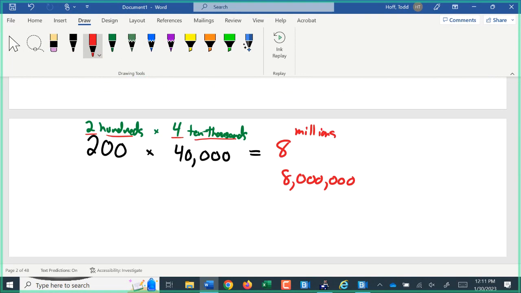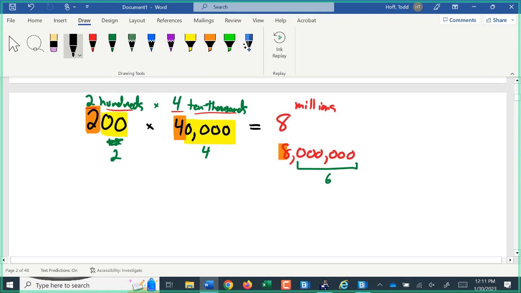But the shortcut we have all learned for this is you multiply the leading digits. 2 times 4 gives us the 8. And then you combine the zeros. You have 1, 2, 3, 4, 5, 6. This is 2 zeros here, 4 zeros here. 2 plus 4 is 6. You have 6 zeros in your answer.